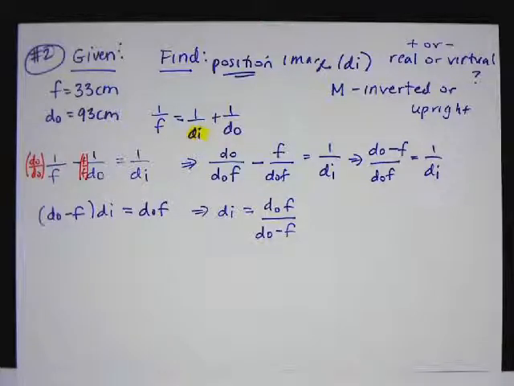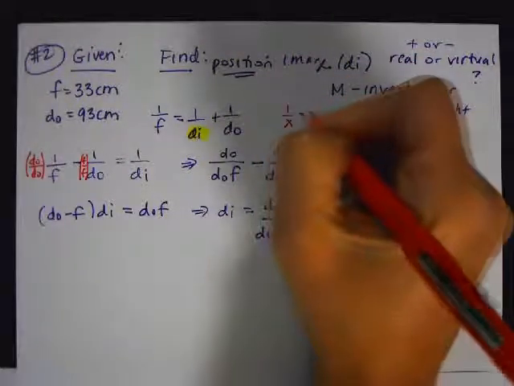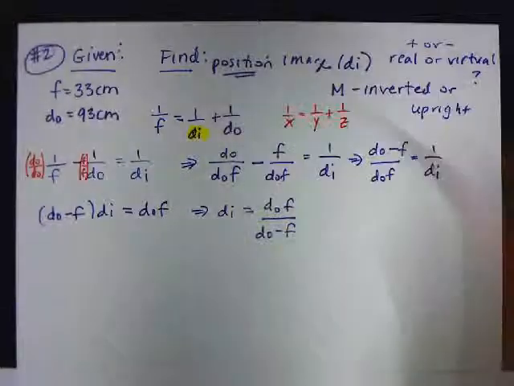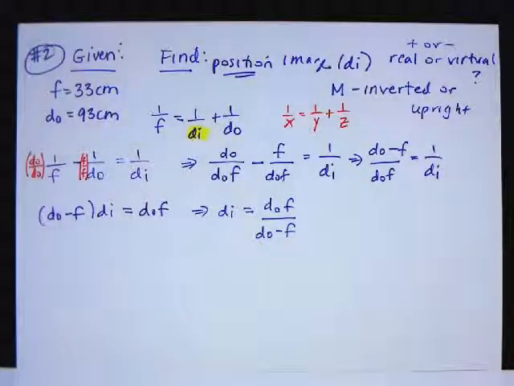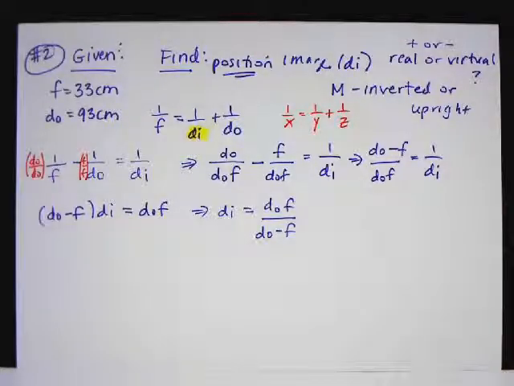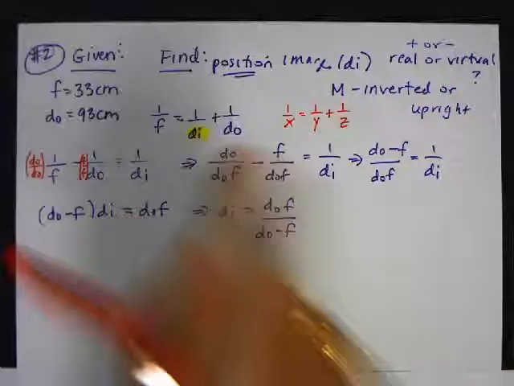Basic algebra. Whenever you took Algebra 1, you learned how to do this. Because what if this equation said 1 over x is equal to 1 over y plus 1 over z? Would you be able to do that? We did that the first week of school. On the worksheet on basic algebra, I made up a problem like that because I knew that it's just like this. We just have different variables. We have f, we have di, and we have do.